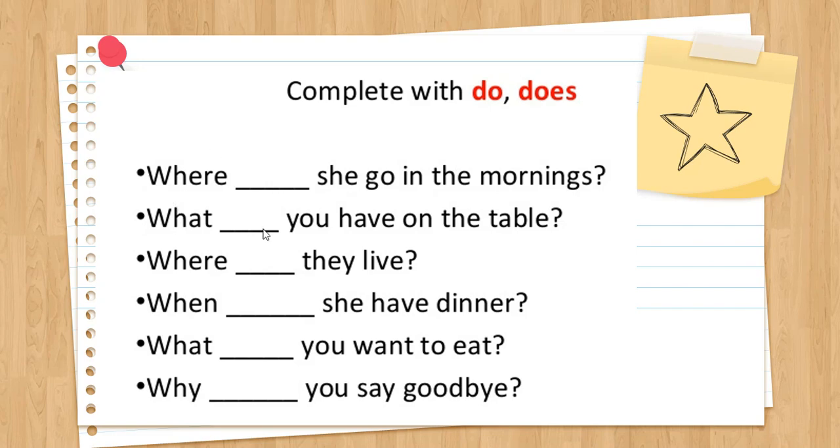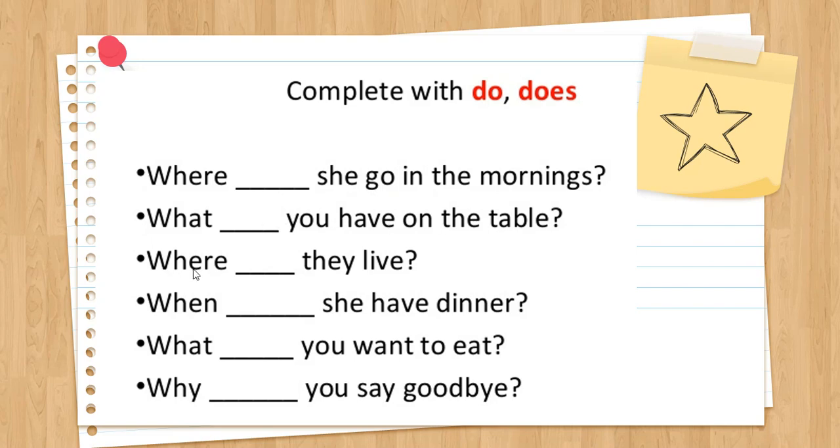Next, what you have on the table? What is the correct answer? Do or does? Exactly, it's do. Why do? Because you are using the pronoun you. Remember that when you use you, they, I, we, we need to use the auxiliary do. What do you have on the table?